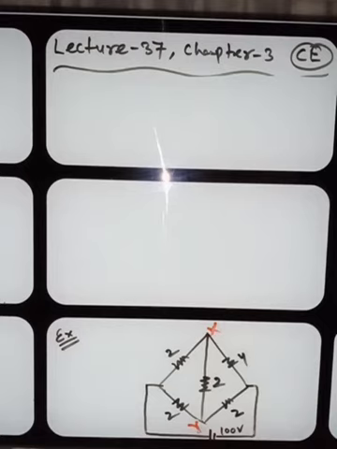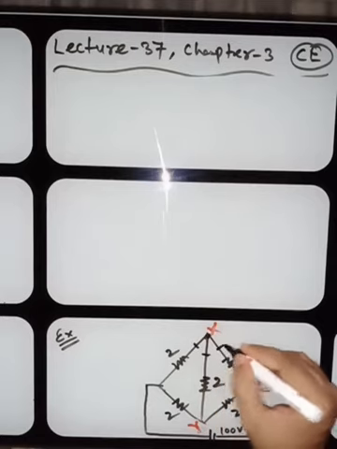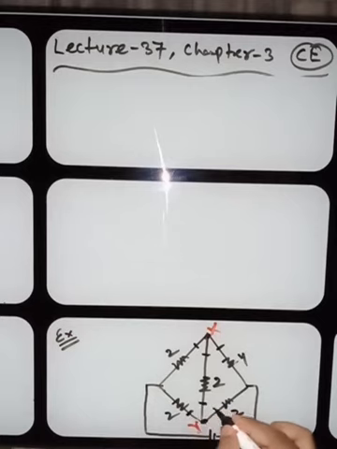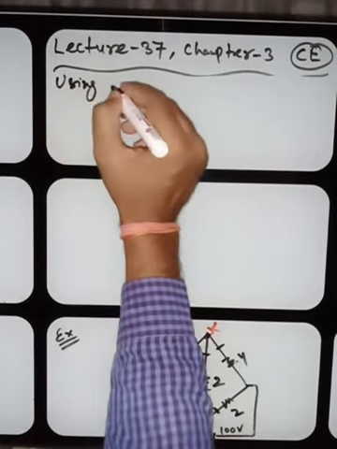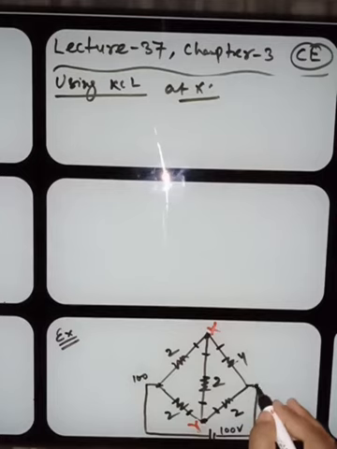So, from where is the current coming? Here the current is coming from three sections: 1, 2, 3. Here the current is going, whatever, through three sections again: 1, 2, 3. So we can write the equation using KCL first at X. Suppose it is 100 volt, what will be the potential over here? It is 100. And here it is how much? 0. If it is 100 volt, then 100 volt will be maintained here and 0 volt will be maintained over here.